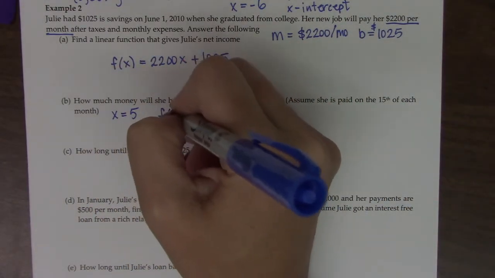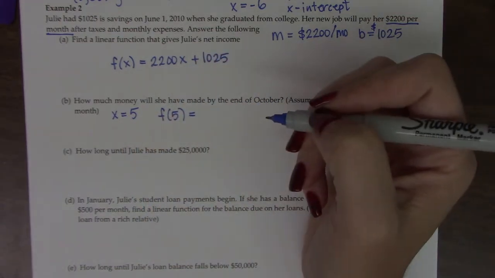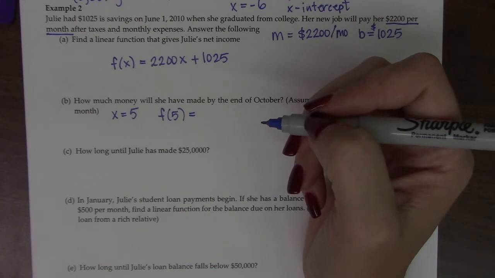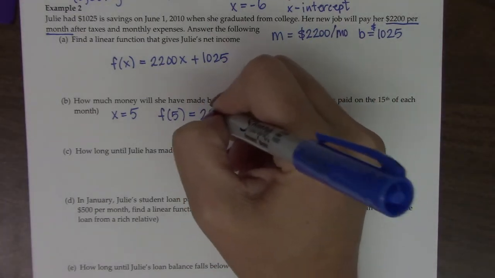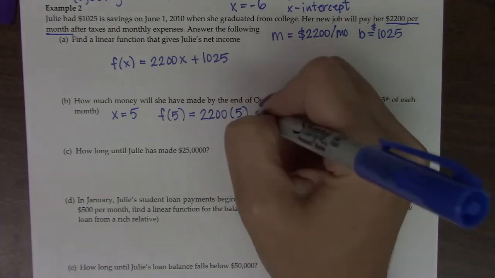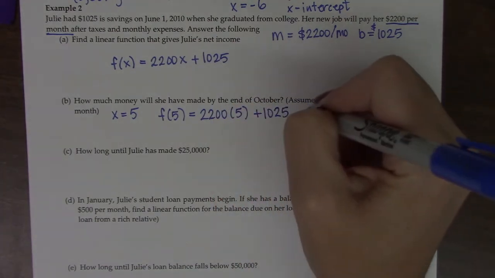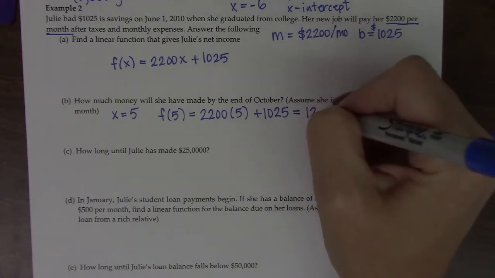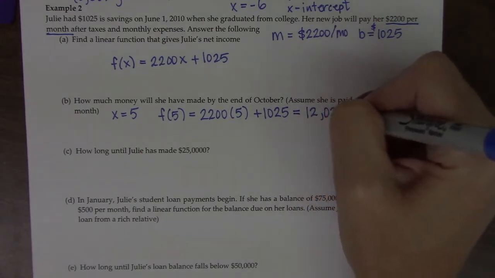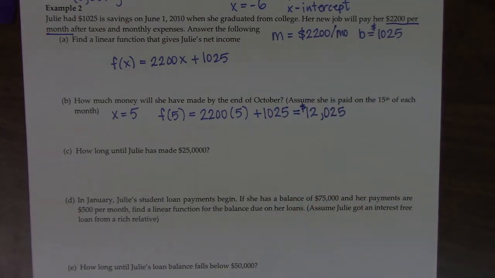So if we put 5 into our equation, she will have made $12,025. So how long until Julie has $25,000? We could set this equation equal to 25,000 and solve it algebraically, but we could also use our calculator to do this.